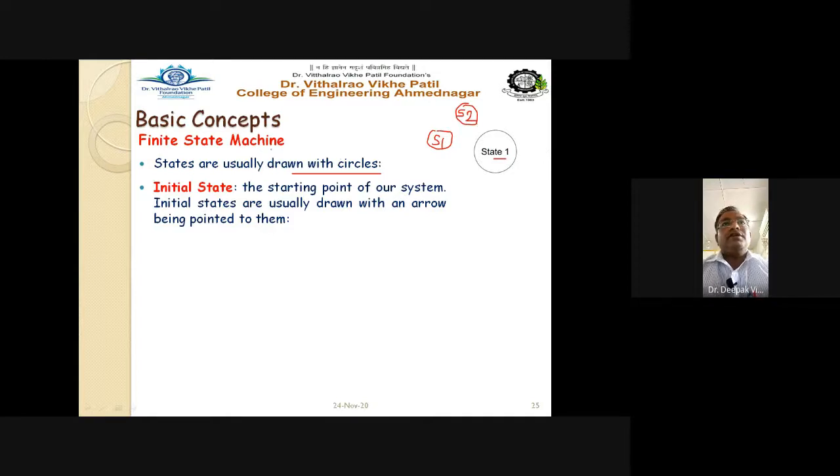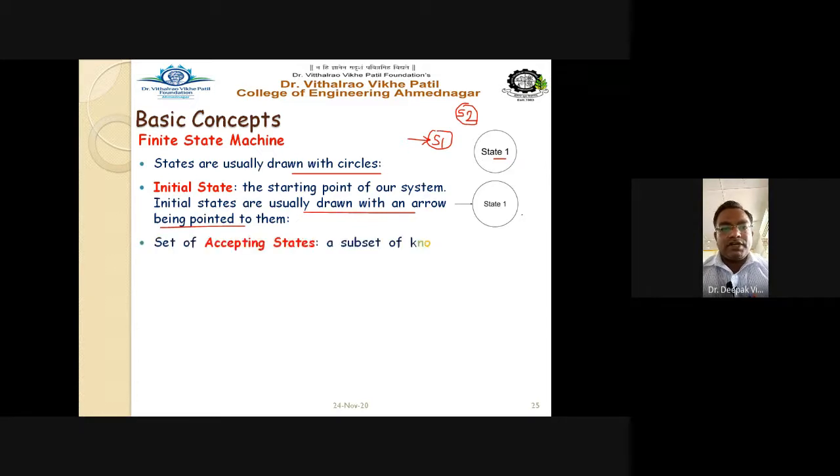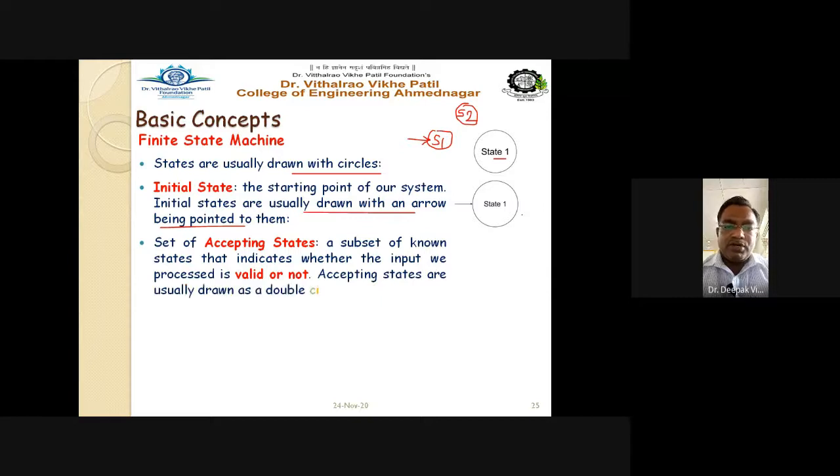Right? The initial state is nothing but the starting point of our system. Initial states are usually drawn with an arrow pointing to them. If I draw an arrow like this, S1 is now my starting state, the initial state. When I have to draw the FSM for a particular system, it always starts with the arrow pointing to S1.